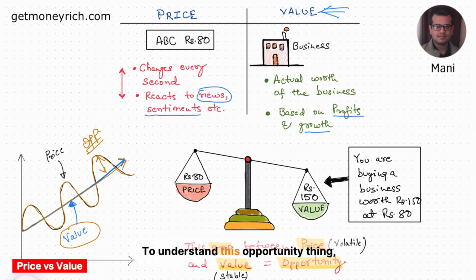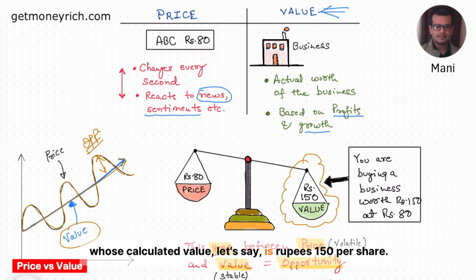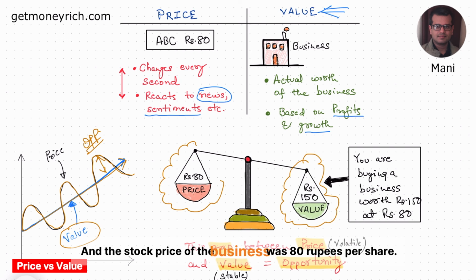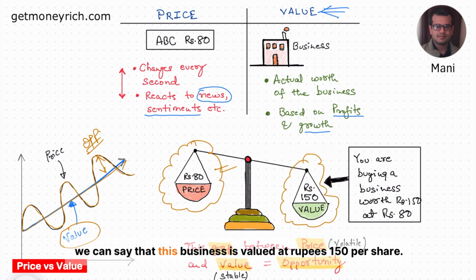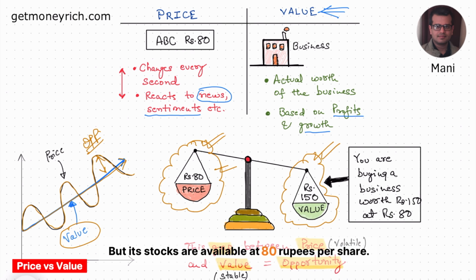To understand this opportunity, let's take an example of a business whose calculated value, let's say, is rupees 150 per share. That's the value of the business. And the stock price of that business was 80 rupees per share. So you can see there is a gap between the calculated value and the stock price. For this business in particular, we can say that this business is valued at rupees 150 per share, but its stocks are available at 80 rupees per share. So this type of business is what we call an undervalued business. And whenever a business is available at an undervalued price, that is where the opportunity exists.